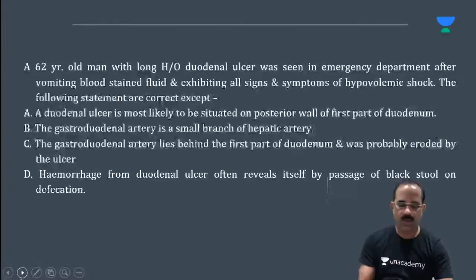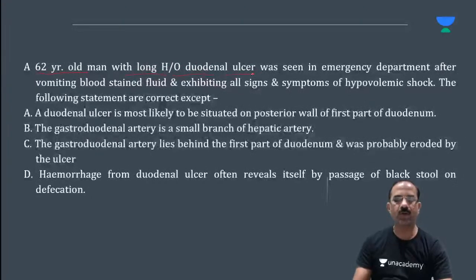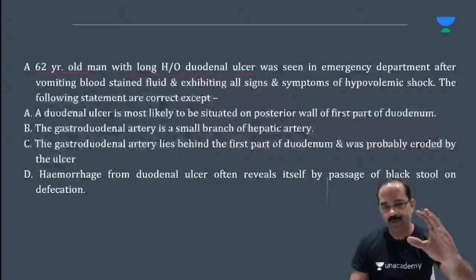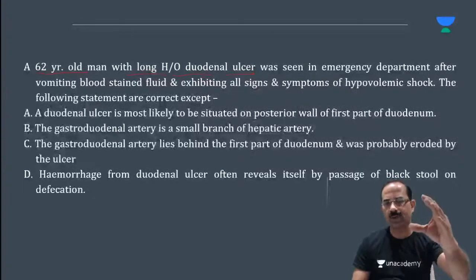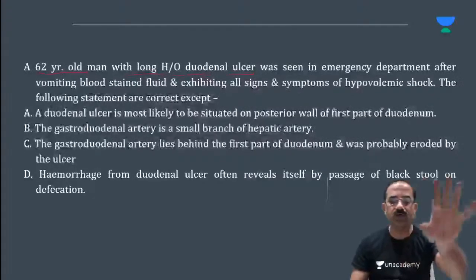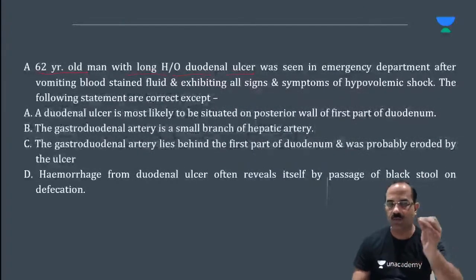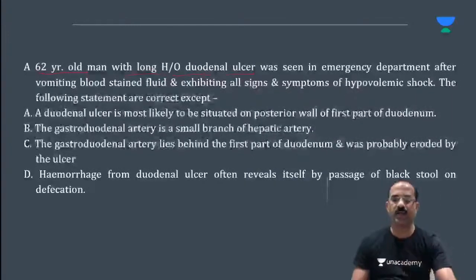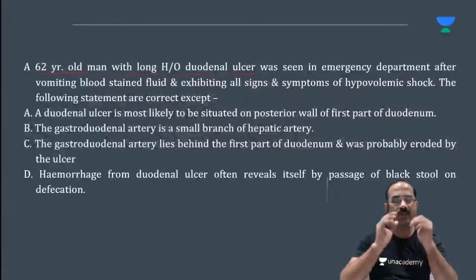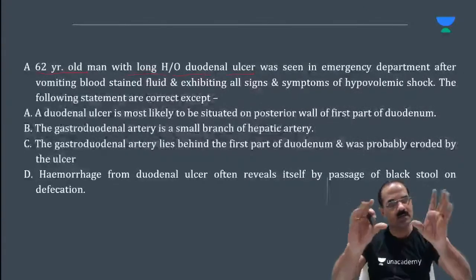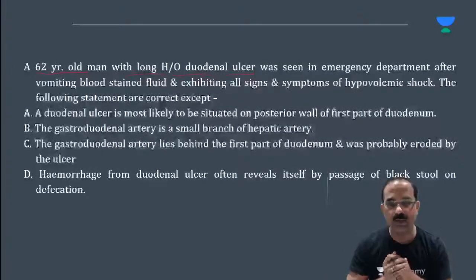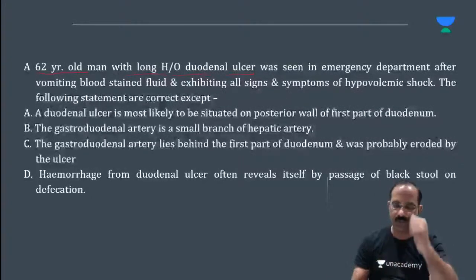Okay, we'll start. A 62 years old man with long history of duodenal ulcer. Okay, students, the moment this duodenal ulcer comes to your mind, where is this duodenal ulcer located? In which part of the duodenum are these ulcers very common? First part of the duodenum. Now, which wall? It's on the posterior wall. So one thing we know, ulcers occur in the first part of the duodenum. They are very common on the posterior wall of the first part of the duodenum, right?